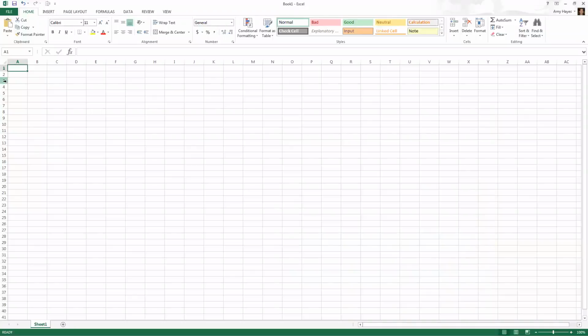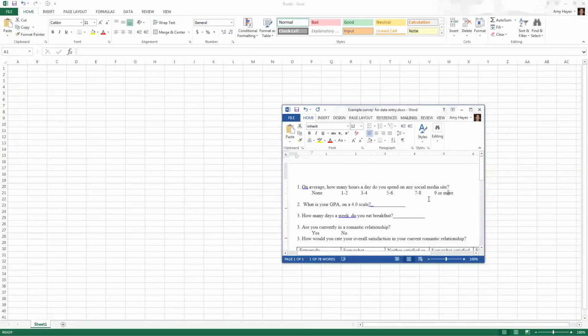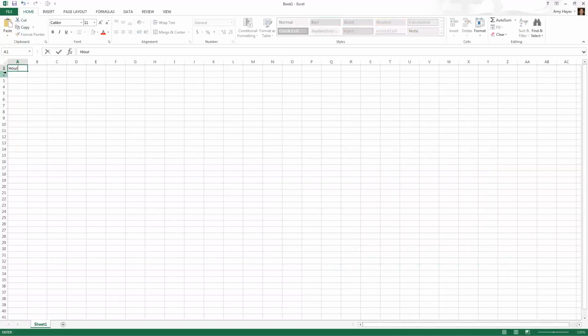So first, you've got to name each of your questions. You've got to give each of them a name. So for this first one, hours a day you spend on a social media site, I would give this variable the name hours social media. You don't want to put any spaces between the words or the letters in your variable title. And so each column in your spreadsheet is going to be the title of one of your variables. And each variable is just a different question on your survey.